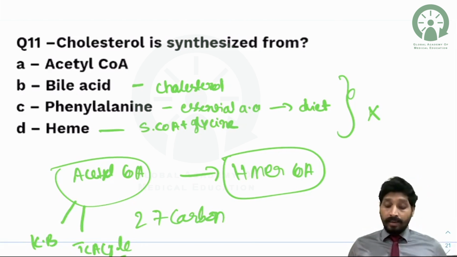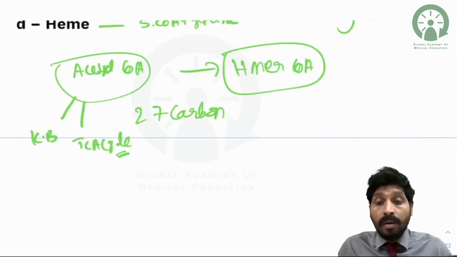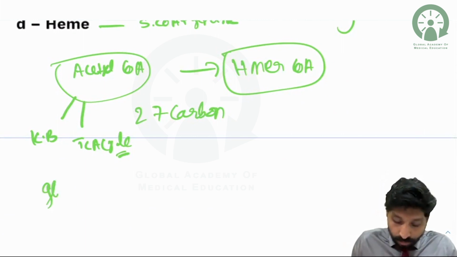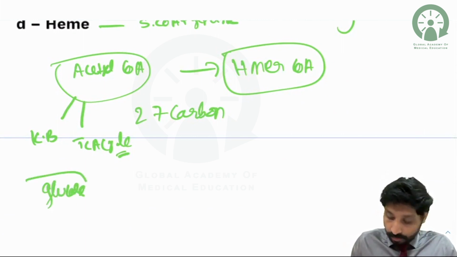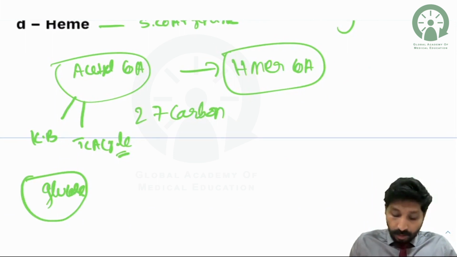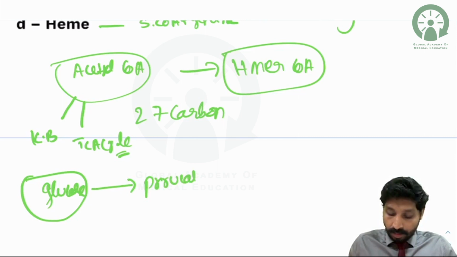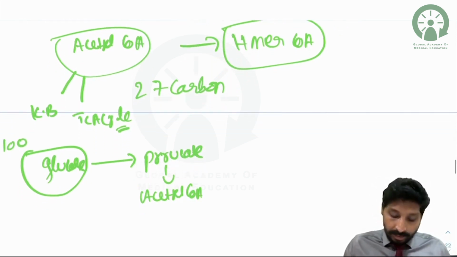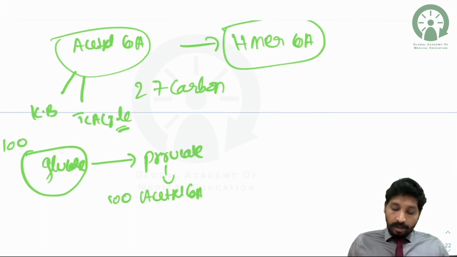So that is the reason when you are having excess glucose in the diet, I'll show you the fate of glucose. Glucose gives pyruvate, and pyruvate gives acetyl CoA. So suppose 100 molecules of glucose are there, so it will give 100 acetyl CoA. So this acetyl CoA has to enter into the TCA cycle.